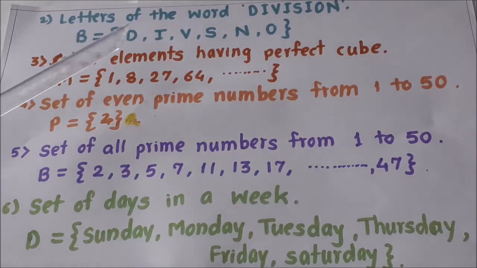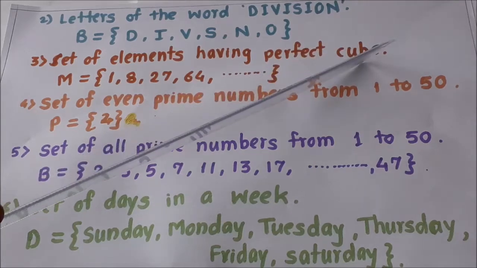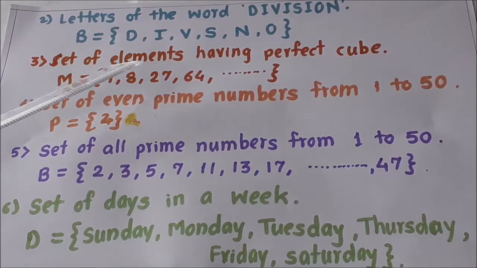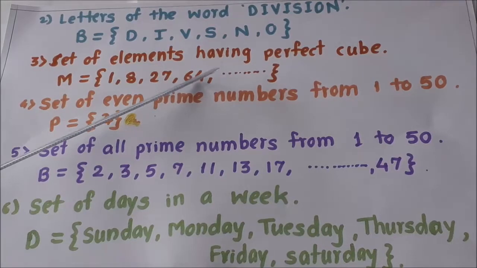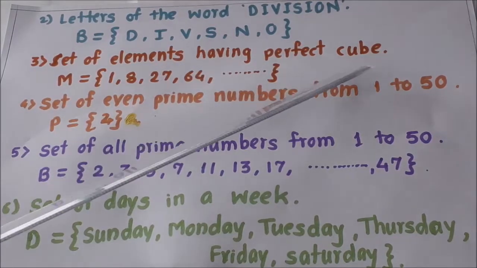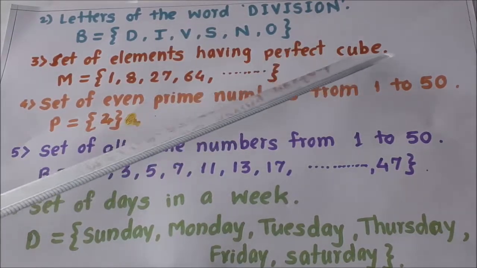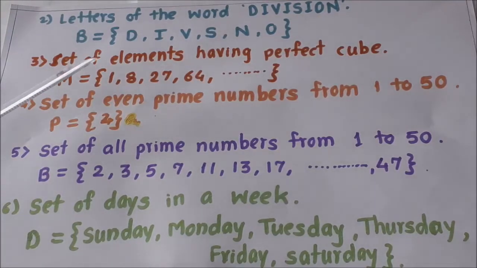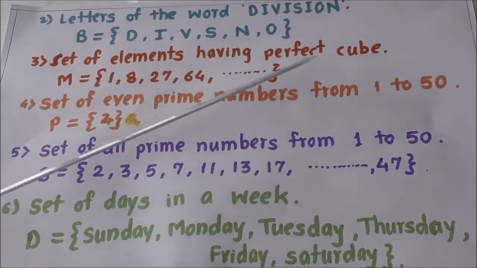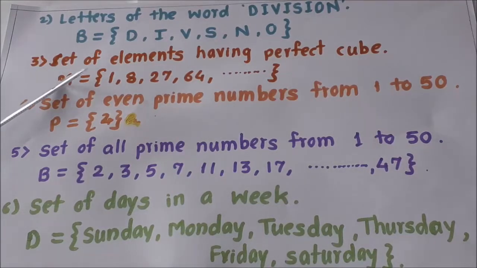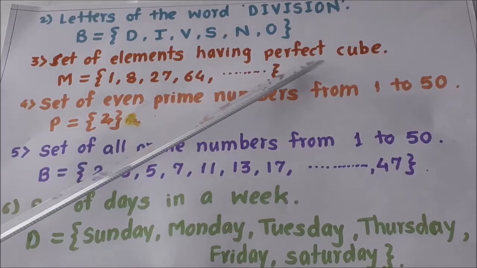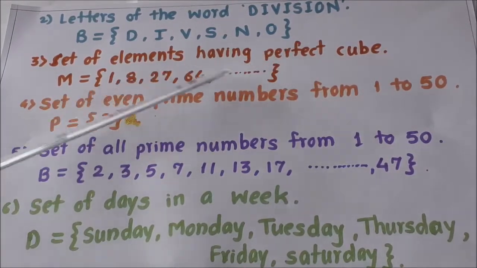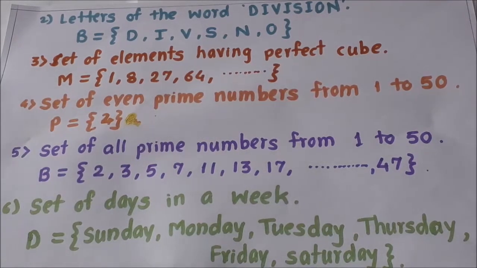Next example, set of elements having perfect cubes. Now, perfect cubes, here 1 is the cube of 1, 8 is the cube of 2, 27 is the cube of 3, 64 is the cube of 4 and so on. We can write for n numbers, cube of n numbers. So while writing such examples, not necessary to write all the cubes. So I use here letter M. M is equals to 1, 8, 27, 64 and so on. Innumerable, that is infinite numbers are included in this set.